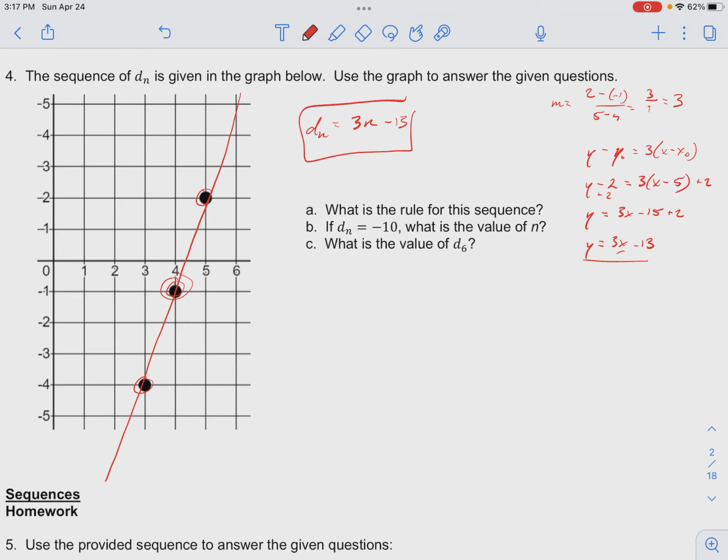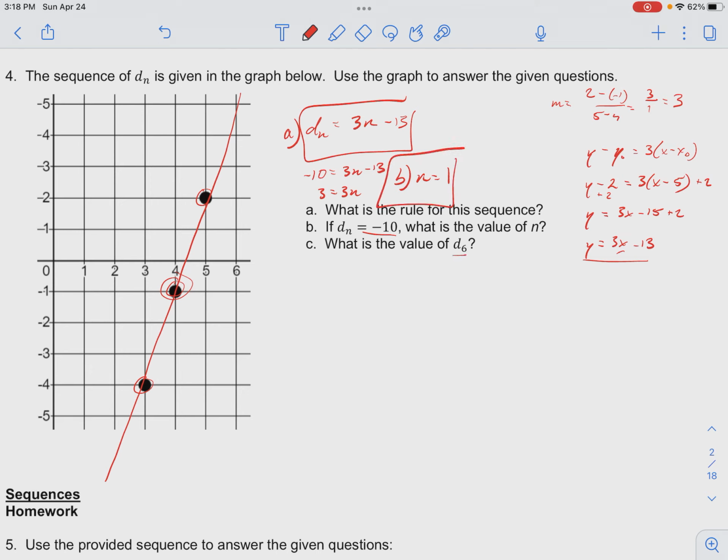So now we can plug in negative 10 for d of n and solve for n. So 3n minus 13. Adding 13 to both sides, that's 3 equals 3n. So n is equal to 1 for this case. So this is part A. This is part B, n equals 1.